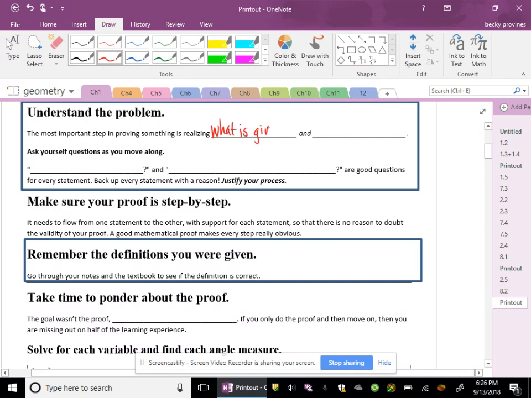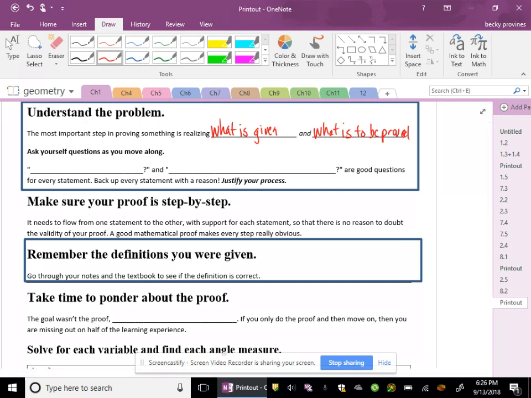What is given? And what has to be proved? What is to be proved? So, you have to know what's going on. That you have to know what information you're starting with and where you're supposed to be when you're finished.